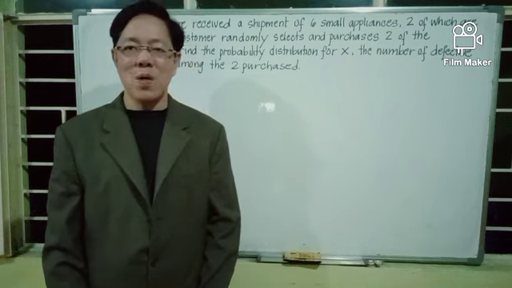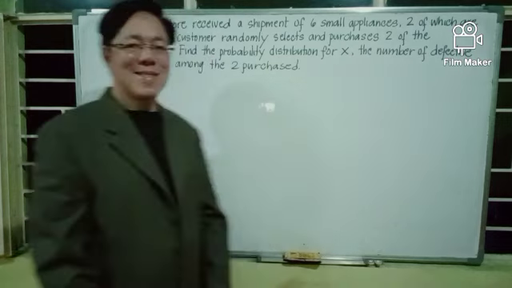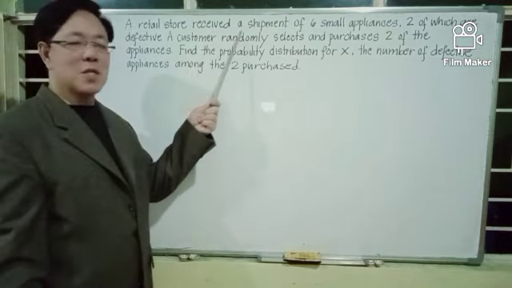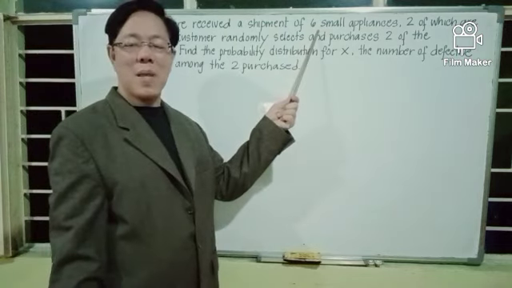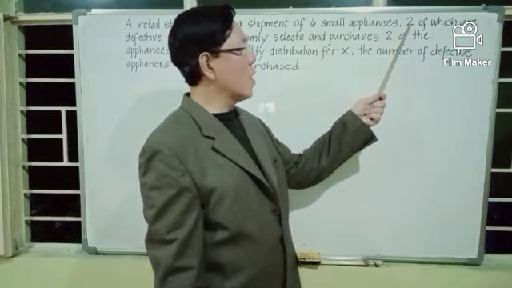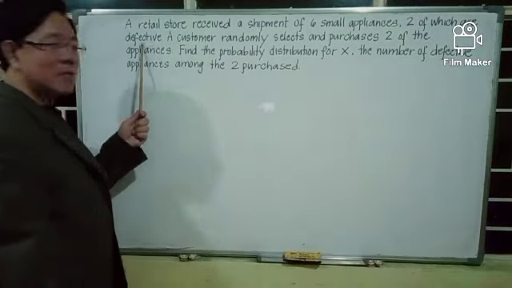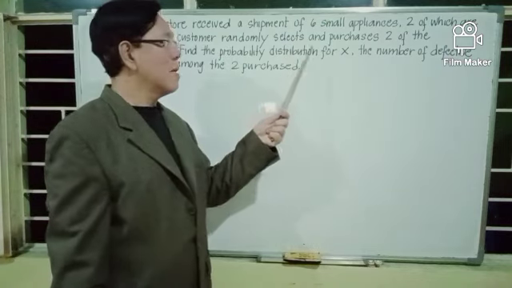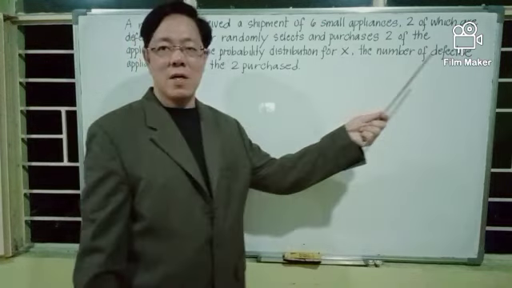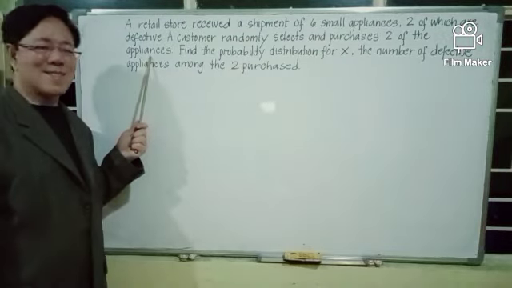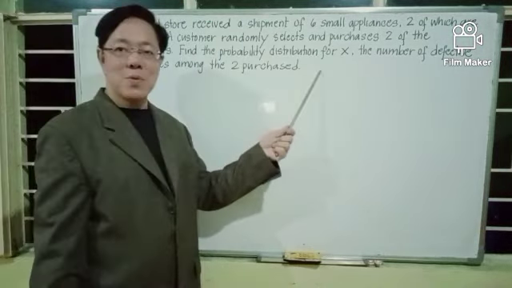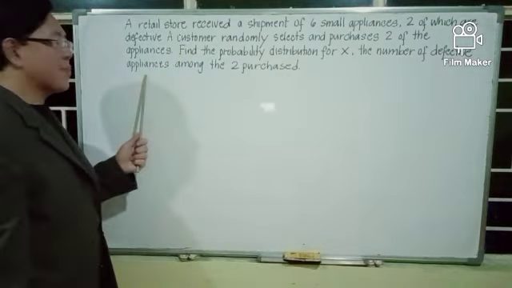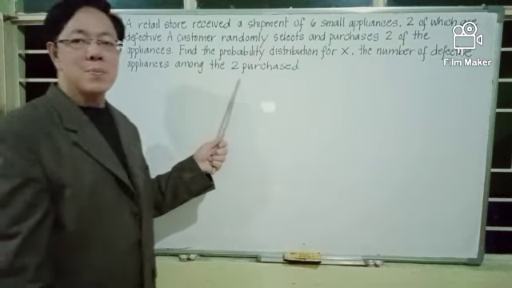For our first example, consider the following problem. A retail store received a shipment of 6 small appliances, 2 of which are defective. A customer randomly selects and purchases 2 of the appliances. Find the probability distribution for X, the number of defective appliances among the 2 purchased.